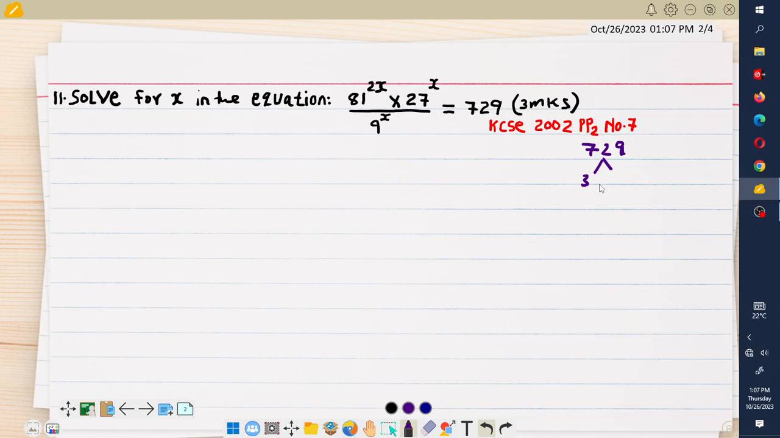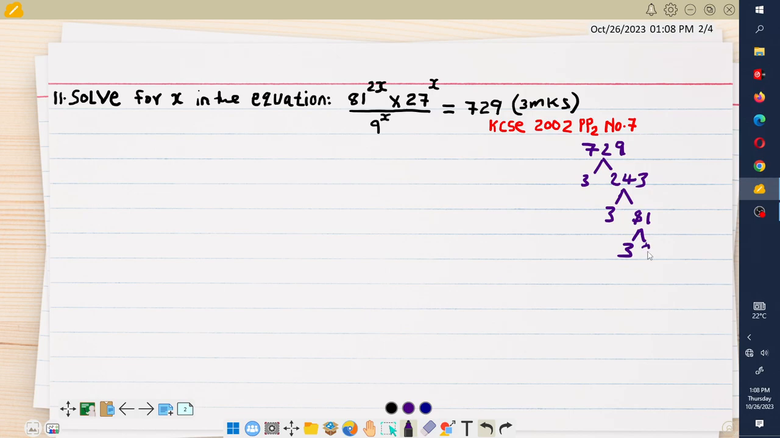So if you take 729 and divide by 3, you are going to get 243. Then if you take 243 divided by 3, you are going to get 81. Then if you take 81 divided by 3, you are going to get 27.